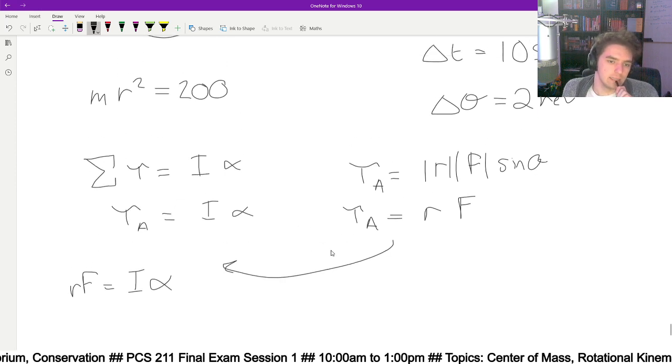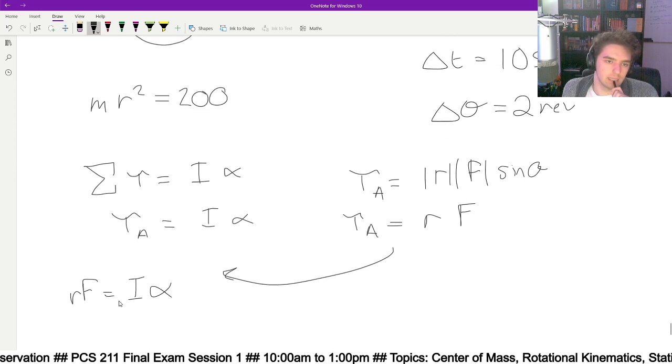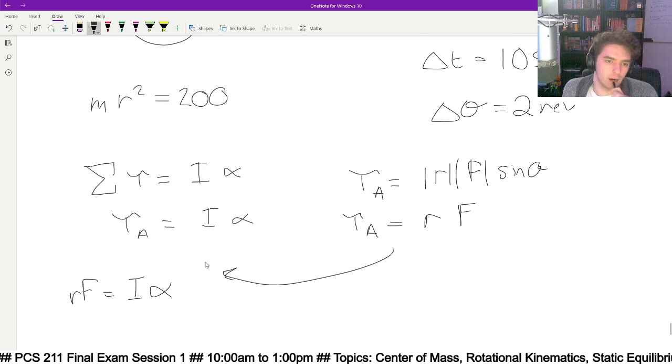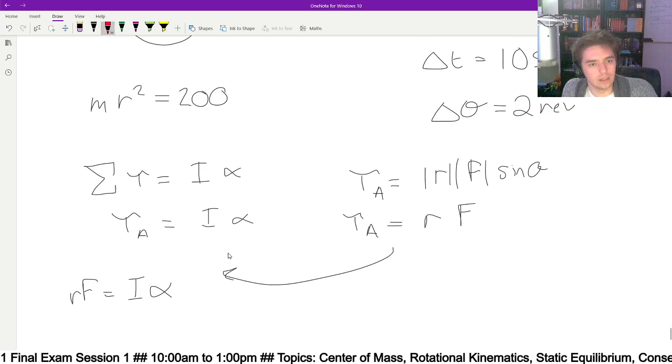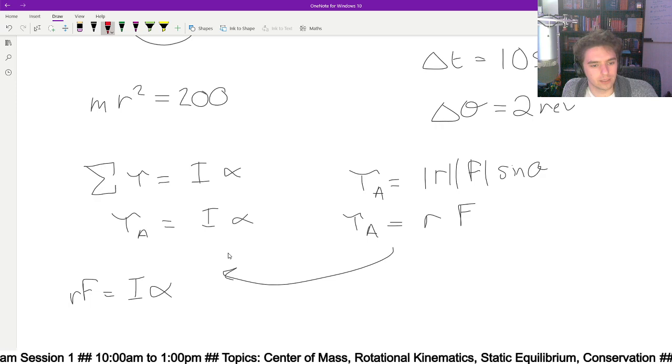Okay. So now I have this formula and this formula together. I'm trying to solve for R. What do I know here? Okay, I don't know much. So I know I.